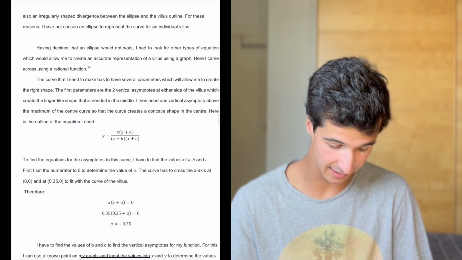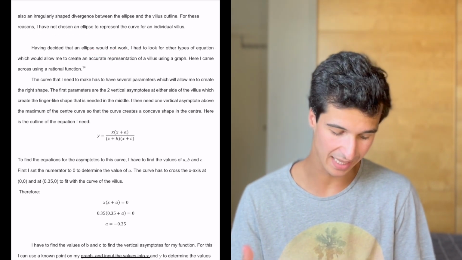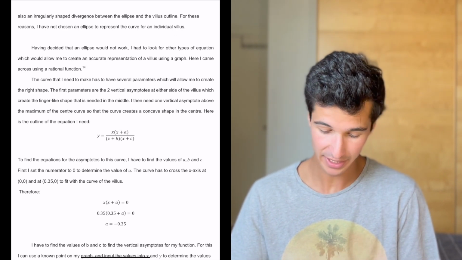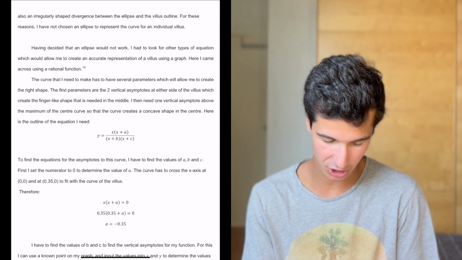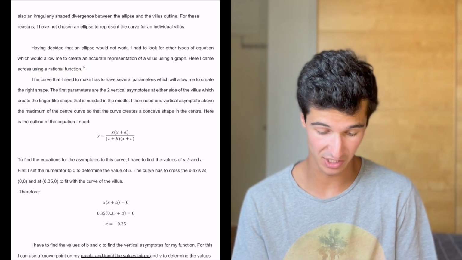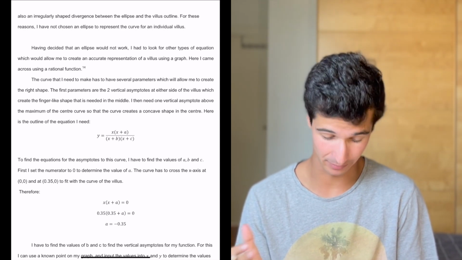Having decided that an ellipse would not work, I had to look for other types of equation which would allow me to create an accurate representation of a villus using a graph. Here, I came across using a rational function. I had never heard of these before doing this, and I don't remember what they mean. It's some pretty complicated maths from now on.